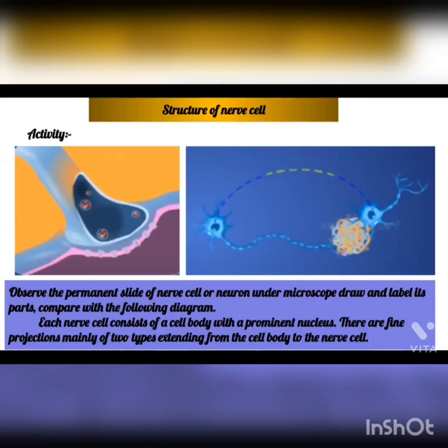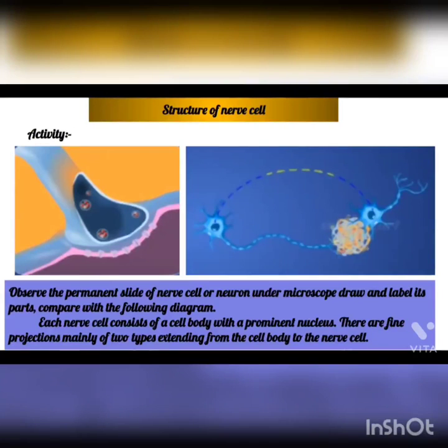Observe the permanent slide of a nerve cell or neuron under the microscope. Draw and label its parts. Compare with the following diagram.